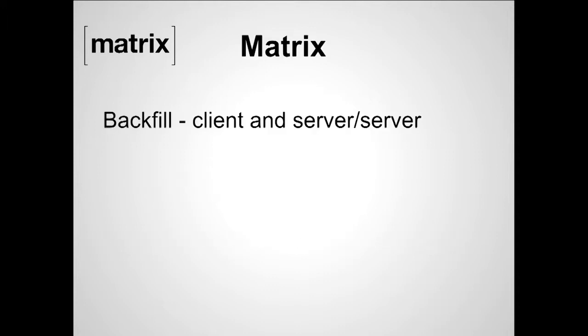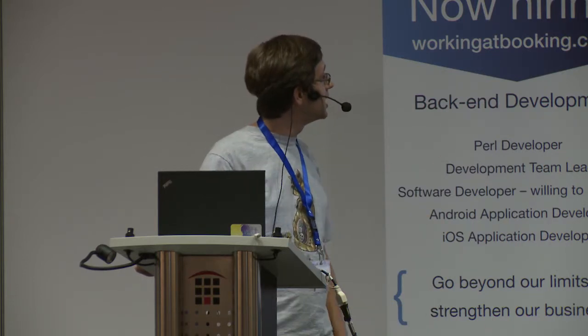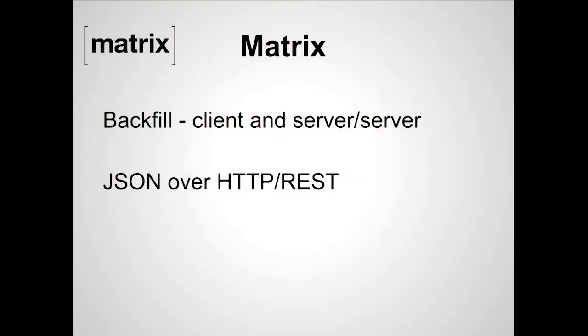So what is Matrix? We have backfill by default. So you connect your things and you can see all the history on a new device. And you can scroll back the history for all of time. You join a public room, you can see everything. It's JSON over HTTP because that seems to be the new fun thing.